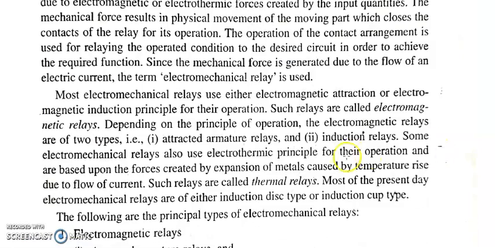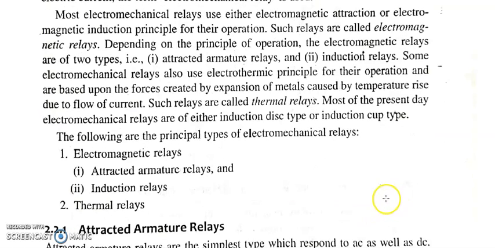So we know that there are some electromechanical relays which are electrothermic in nature. That is, they follow the principle where forces are created by the expansion of the metal, again due to the flow of current. So such relays are called thermal relays. Nowadays, whatever relays we get in the market, either they will be of induction disc type or induction cup type. So we will concentrate more on these two types mainly, that is attracted armature relays as well as induction type relays.